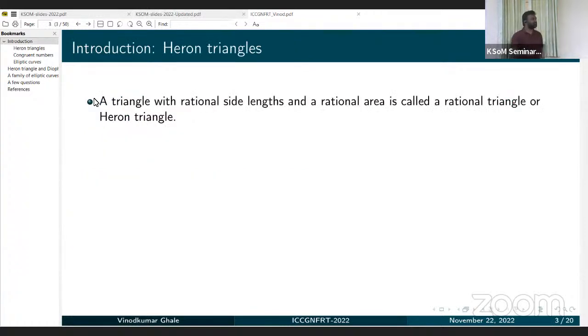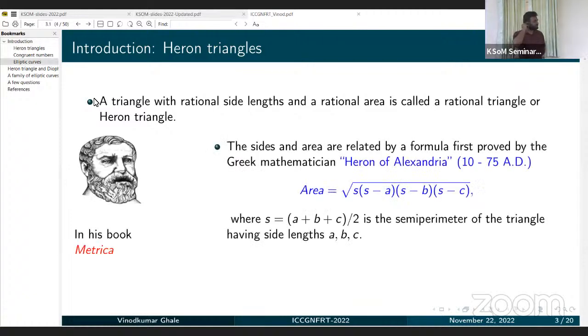Okay, so a triangle with rational sides and rational area is what we call a rational triangle or Heron triangle. Why we call them Heron triangles: Heron of Alexandria was a Greek mathematician. He was the first who made the connection between the number which can occur as the area of a rational triangle and the sides of the triangle. That relation was established by him in his book Metrica. So in his honor we call them Heron triangles.